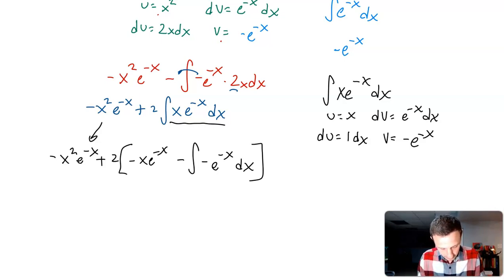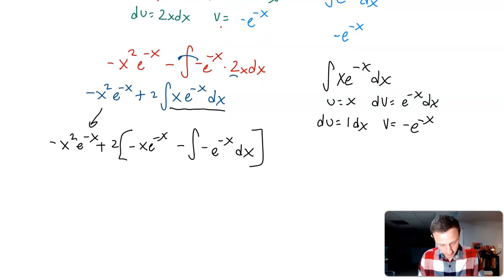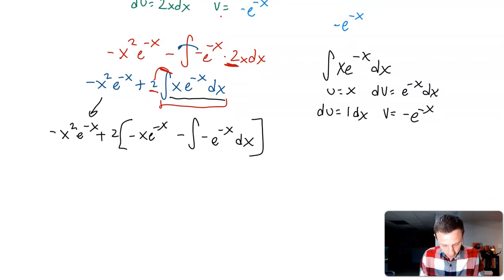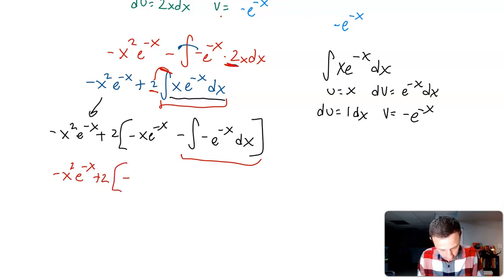We're good to go. There's a lot I have to keep track of, because first of all, I have this 2. See how I took out that 2 originally right here? So this is 2 times all of this. All of this is what's in brackets, because that's integration by parts. So we have to be careful. Let's just finish up this portion, and then we'll deal with that too. So I'm going to have negative x squared e to the negative x plus 2 times negative x e to the negative x plus the integral of e to the negative x dx.